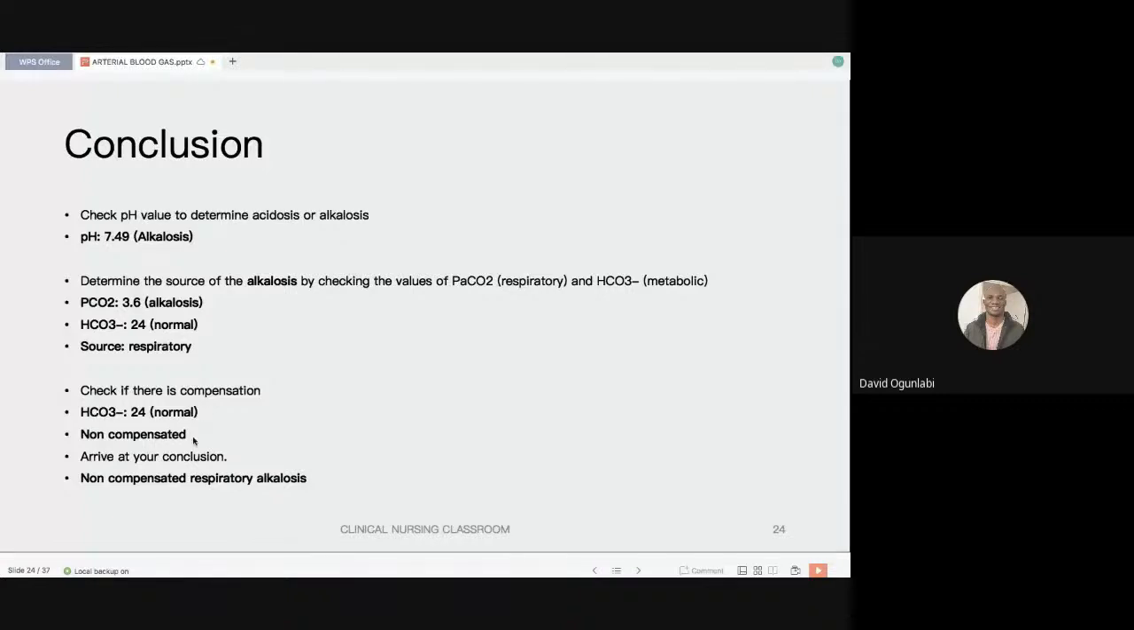So our conclusion is what? Non-compensated respiratory alkalosis. I hope you got that. It's very interesting, isn't it? So let me give you another one to practice with.